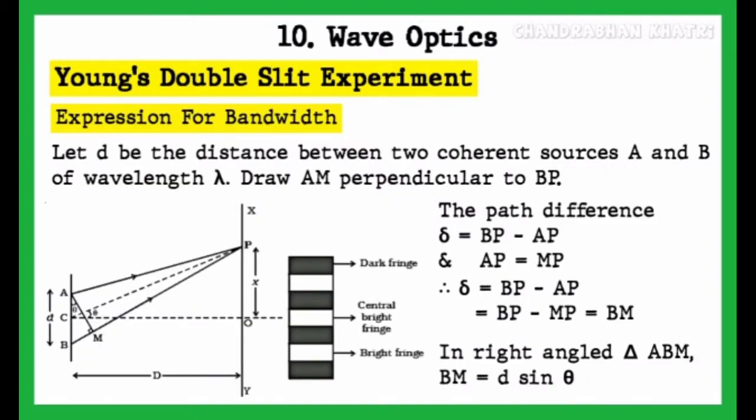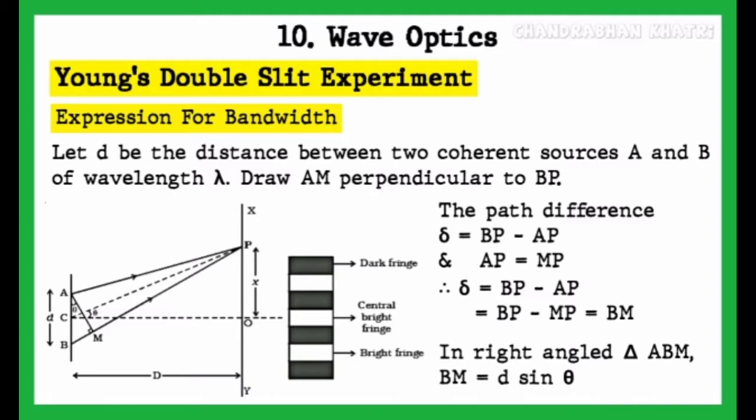Expression for bandwidth. Let small d be the distance between two coherent sources A and B of wavelength lambda. Draw AM perpendicular to BP, as you can see in this diagram. The path difference delta is given by BP minus AP, and AP is equal to MP, as you can see in this diagram.